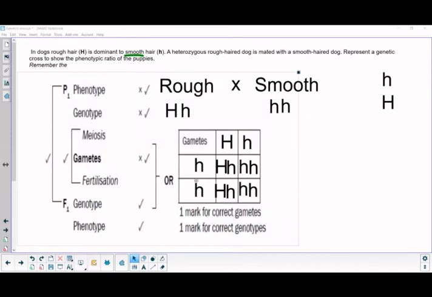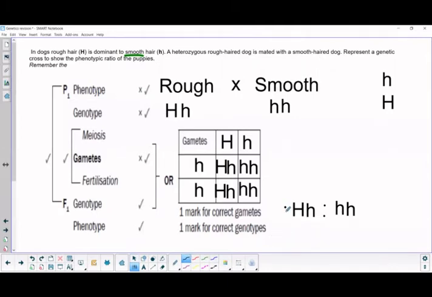Okay, now let's quickly finish this up. Now we have our results. So in our genotypes, a capital H and a small letter h is the one ratio, and then the other one would be a small h and a small h. In this specific case, what we find is that it is a 1-to-1 ratio. So 50-50, it's a 1-to-1 or 50-50 ratio.